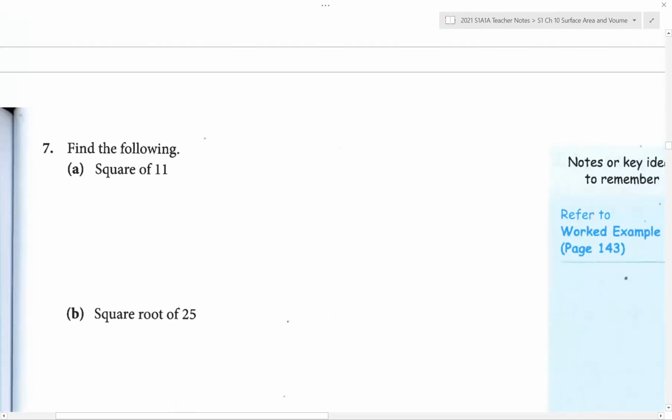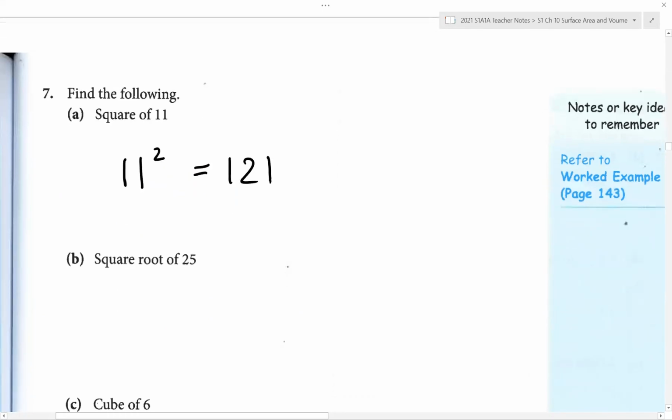Next. Okay, simple questions over here. Who wants to try? Very, very simple. Square of 11. Okay, come. What's the square of 11? 11 square. See, square of 11. No, write down the value. 11 times 11. Square of 11, this is what it means.